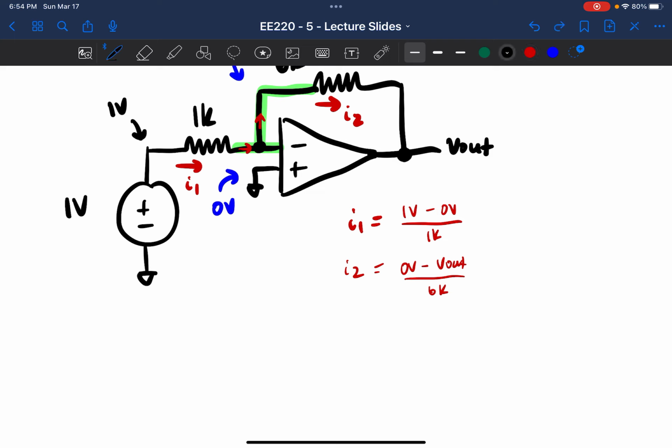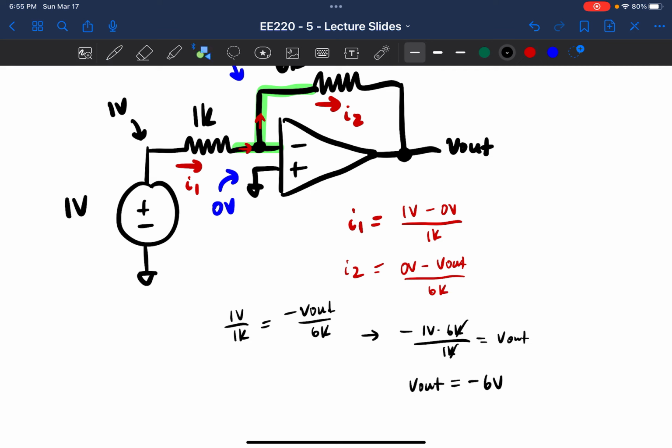So let me go ahead and do that. 1 volt over 1K is equal to negative V out over 6K, and I can just multiply both sides by 6K and a negative, and I get negative 1 volt times 6K over 1K equals V out. The K's cancel, and I get negative 6 is equal to V out.